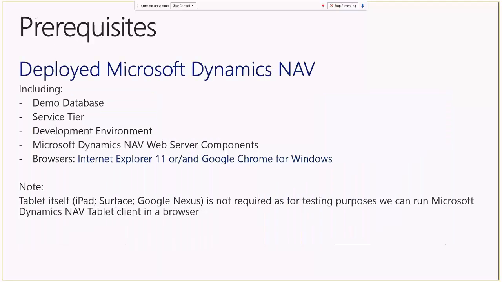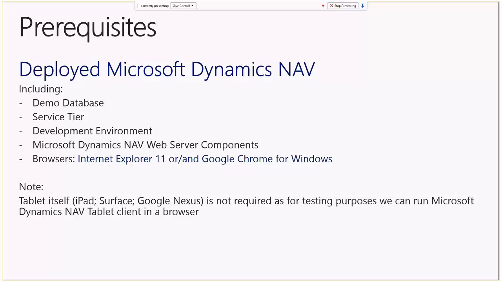The first step is what you need to start developing for the Dynamics NAV tablet client. You need a deployed Microsoft Dynamics NAV, which doesn't matter whether it is on localhost, on one computer, or 2-tier, or 3-tier, but it must have service tier and services, and the development environment, the same C-side development environment you are using for any other Microsoft Dynamics NAV development. You need to have Microsoft Dynamics NAV web server components installed, the same as you have installed for the NAV web client. I suggest using a demo database.